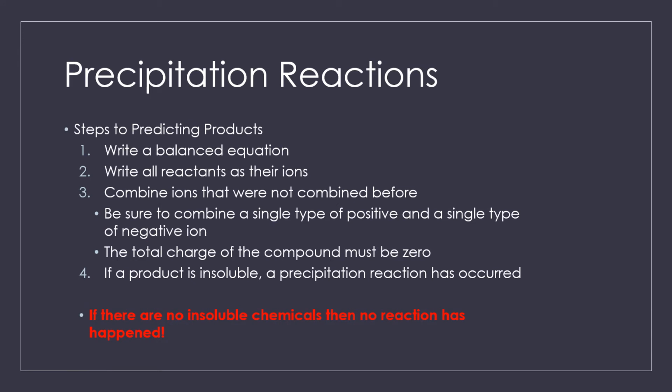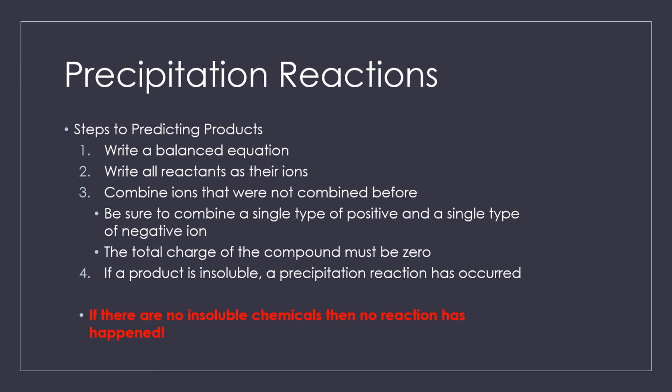So, precipitation reactions have a special way that we write them, and we're going to go over those steps right now. So the very first thing you need to have when you're doing a precipitation reaction is a balanced equation. Then you're going to rewrite the equation with all of the reactants as their individual ions. So you're going to break up your compounds into their individual ions. Then you're going to combine the ions that were not combined before. Be sure to combine a single type of positive and a single type of negative ion. We are forming salts, so you have to have a cation and an anion.